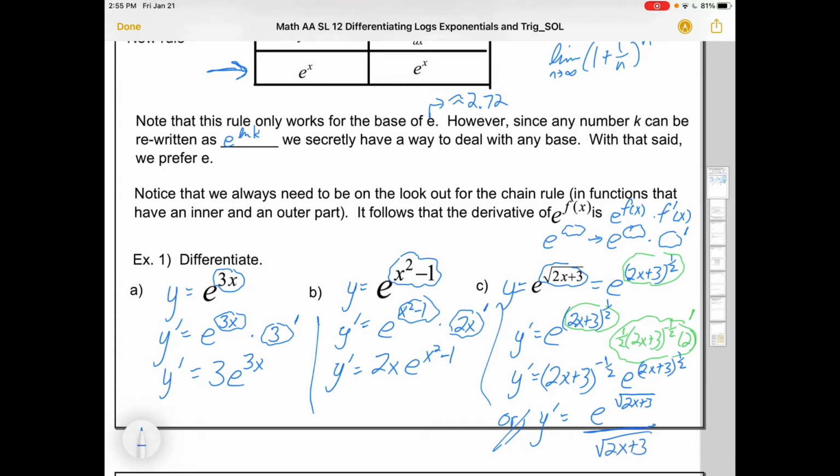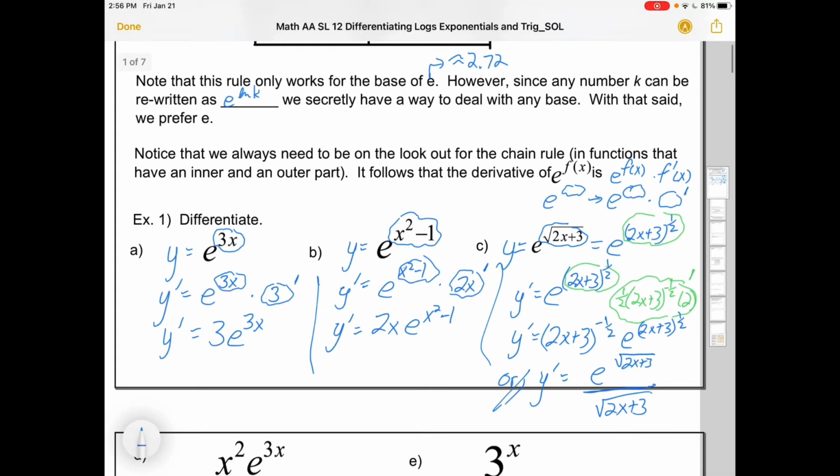Okay. But globs can have layers of globiness to them. At its very most exterior level here, though, we're thinking about it's e to the something. And then we find the derivative of that something.